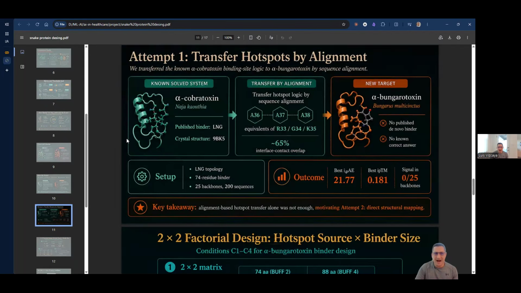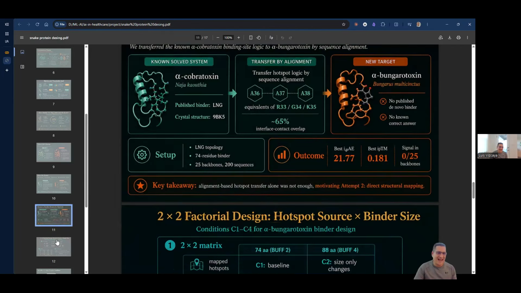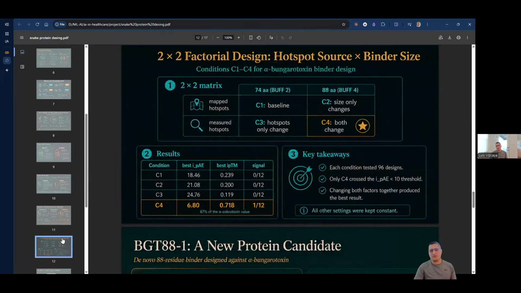The first idea I had was to transfer the hotspot from the cobra toxin and transfer that knowledge to build a protein for the bungarotoxin. I did that with the hope that it would work, or at least be similar, but it didn't work. It was a total failure. And then my second idea was, well, I want to see how this works.